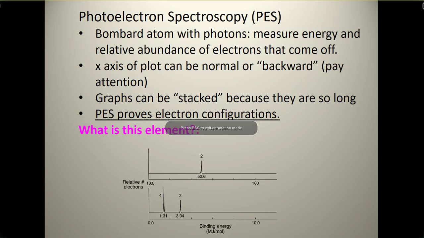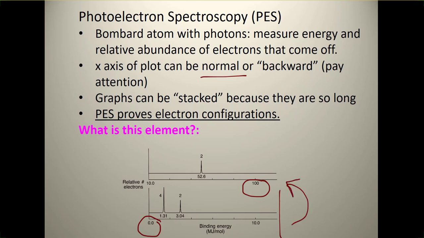So let's look at this first PES. The first thing we need to make note of on the x-axis is where's our highest number and where's our lowest number. On this one, our lowest number is right here with 0, and our highest number is right here, so we know that we are reading it normal, where we start counting at 0 and then count up. Notice that they've cut it in half and stacked it on top.